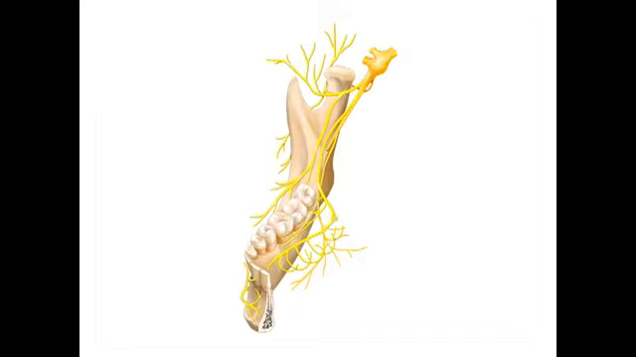Approximately at the second premolar, it gives off the mental branch, which exits the mandible via the mental foramen. The mental nerve provides sensation to the labial soft tissues from the premolars to the midline. It also provides innervation to the chin and lower lip.